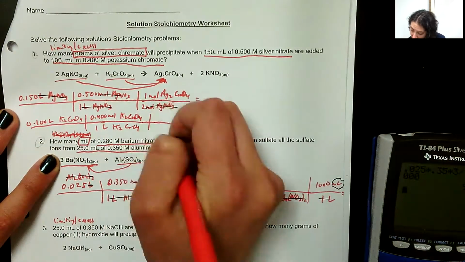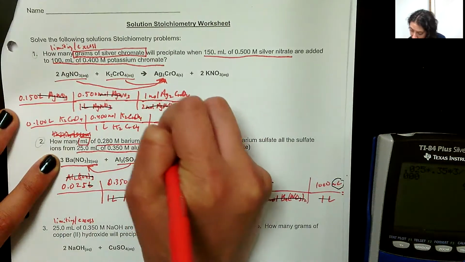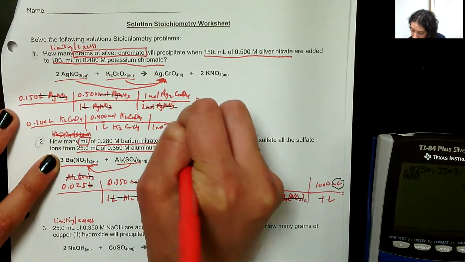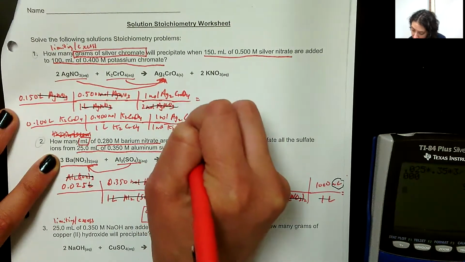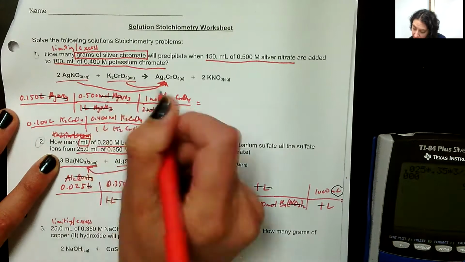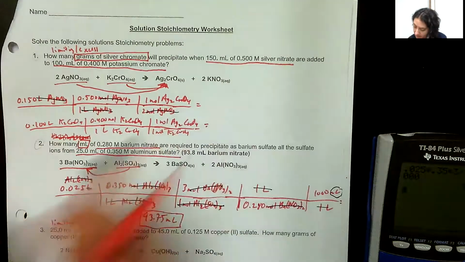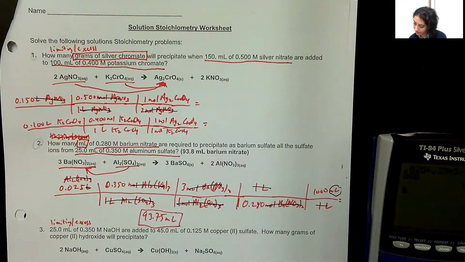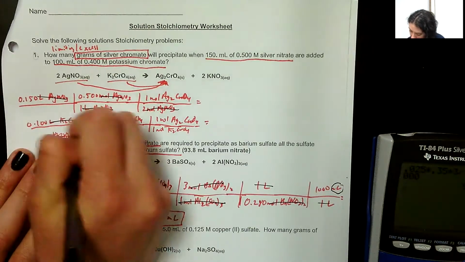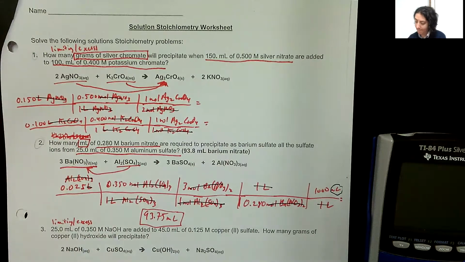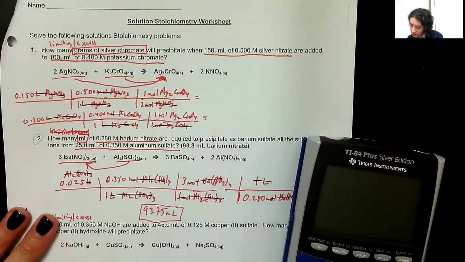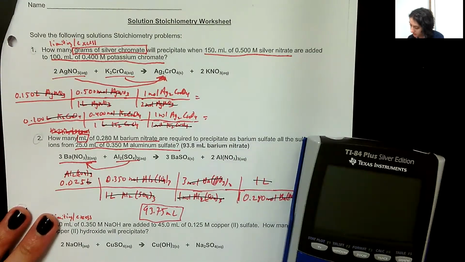And then this is a 1-to-1 molar ratio. So 1 mole of potassium chromate for every 1 mole of silver chromate. We got that from the molar ratios right there. Once again, all of this is going to cancel. Liters, liters, moles, moles, and we'll bam. I suspect that they're going to be pretty close.